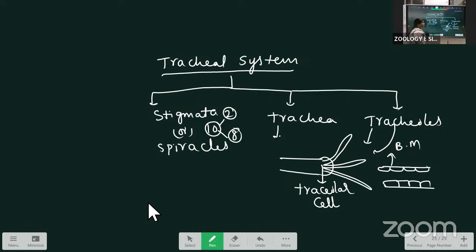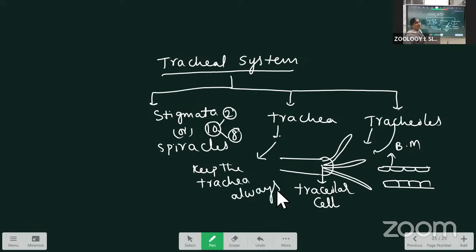Next, what is the function we didn't discuss? The ctenidia and the intima mainly. What is their function in the trachea? They keep the trachea always open, and they also prevent the collapse of the trachea. Next, tracheoles are covered by only two membranes.